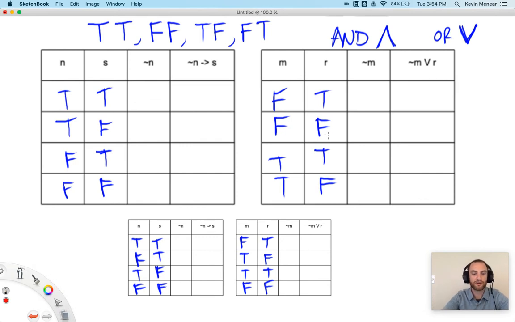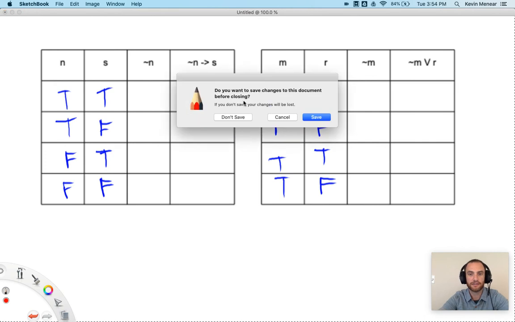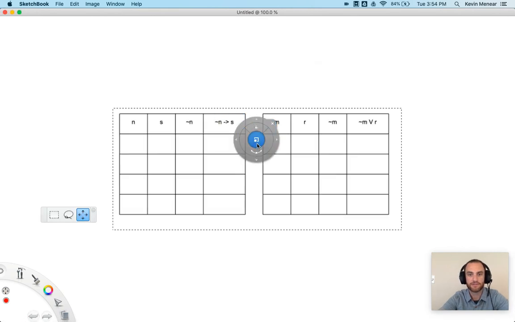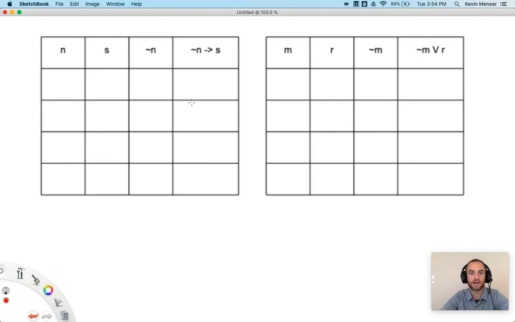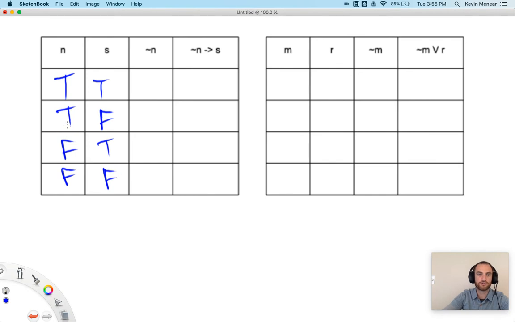Now, not n. Now, the point is this. You fill out, I'm going to just go ahead and create a new one so I'm not confused here. You fill out the first two columns the same way every single time. And why do I say true, true, false, false, true, false, true, false? Because it's just easy to remember. True, true, false, false, true, false, true, false. And it's also a pattern.